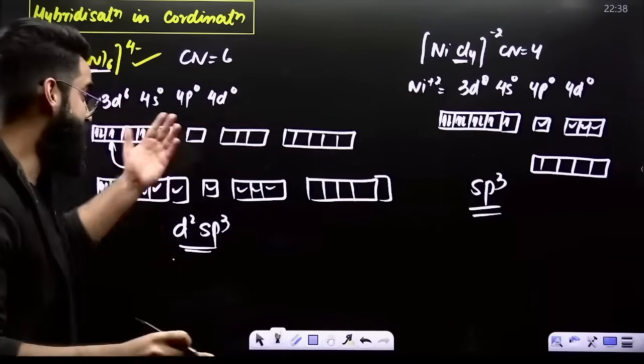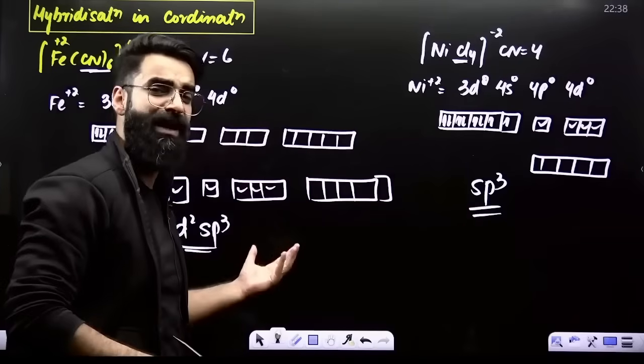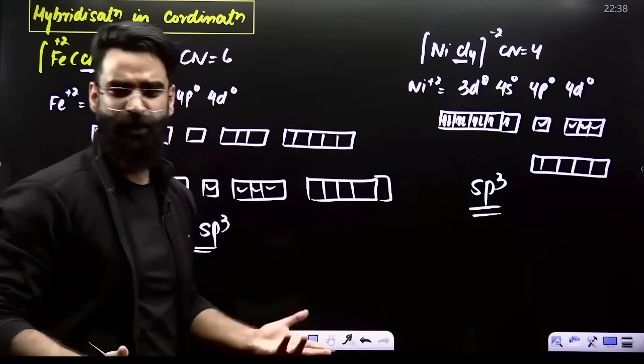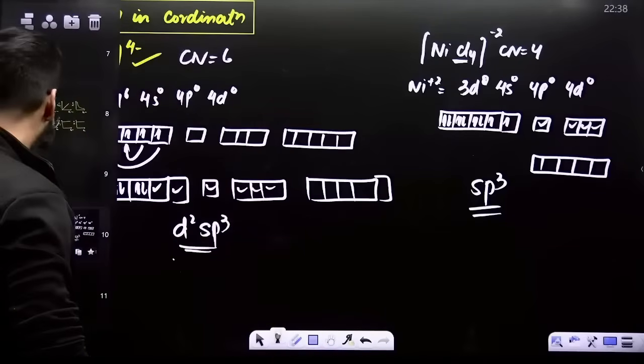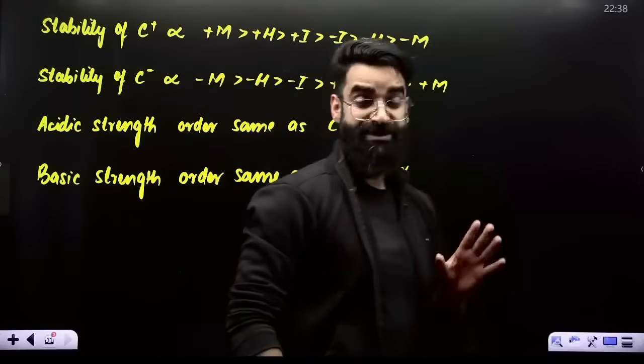You just have to check which is the strong field ligand and which is the weak field ligand. A strong field ligand will cause pairing. A weak field ligand will not cause any sort of pairing. That's all. And at the end, this is something I'm giving you additionally.